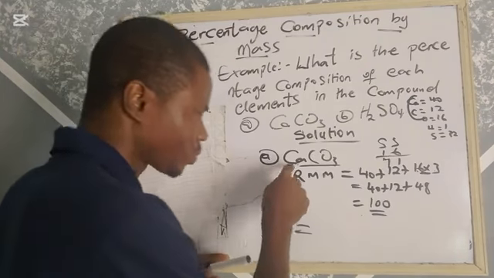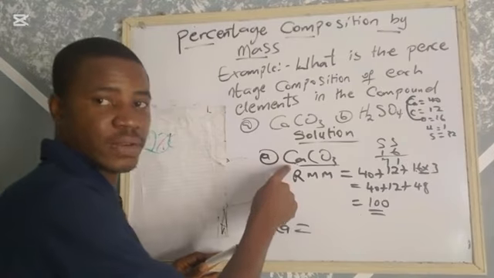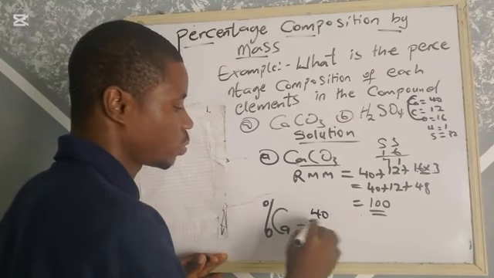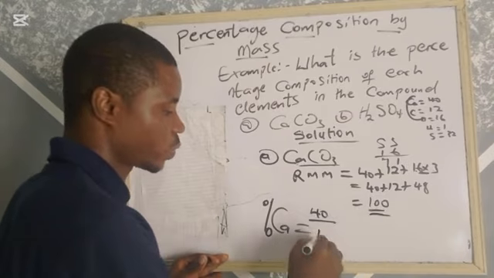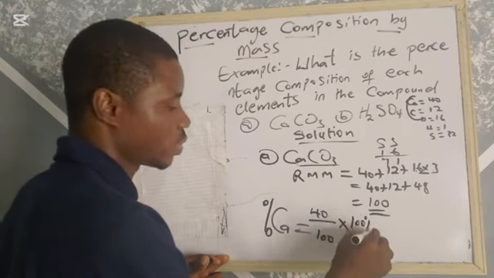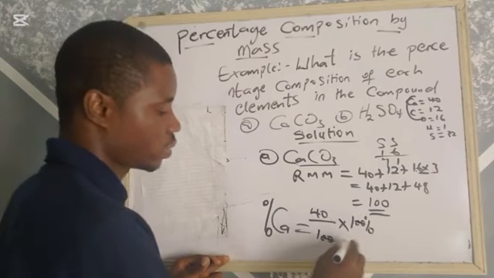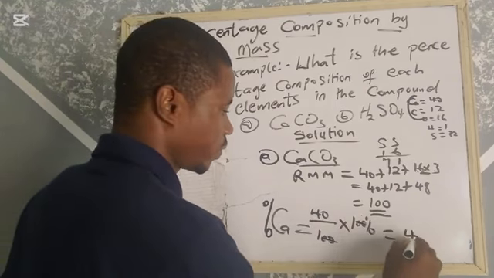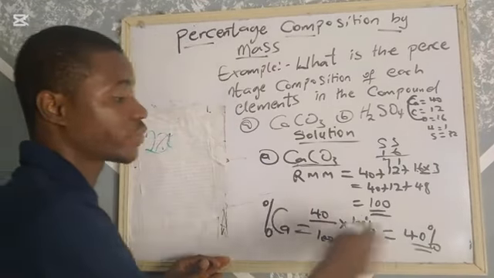Now look at how you do it. You bring the relative atomic mass of calcium here. Calcium is 40, so you have 40 of calcium over the relative molecular mass of everything, which is 100, times 100, because percentage is usually out of 100%. So these zeros cancel these zeros. It means for calcium, 40 times 1 gives us 40%. So the percentage composition of calcium in this compound is 40%.